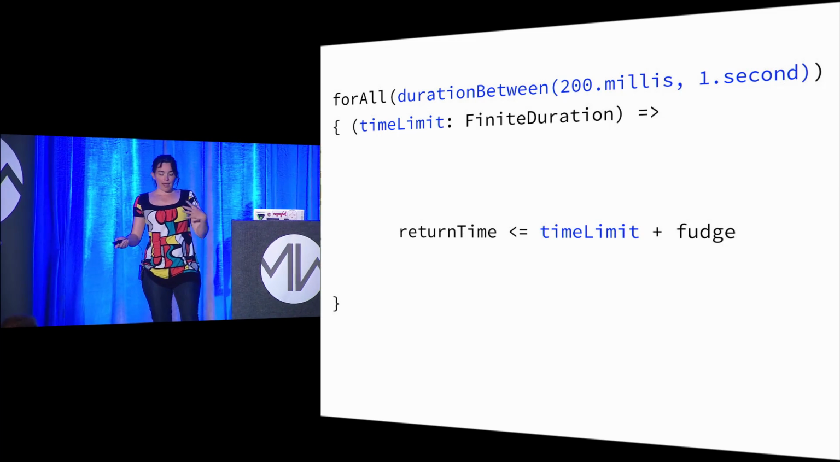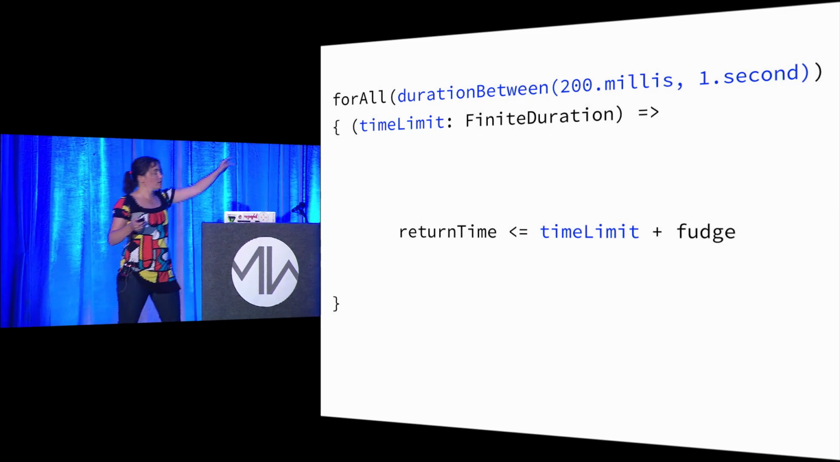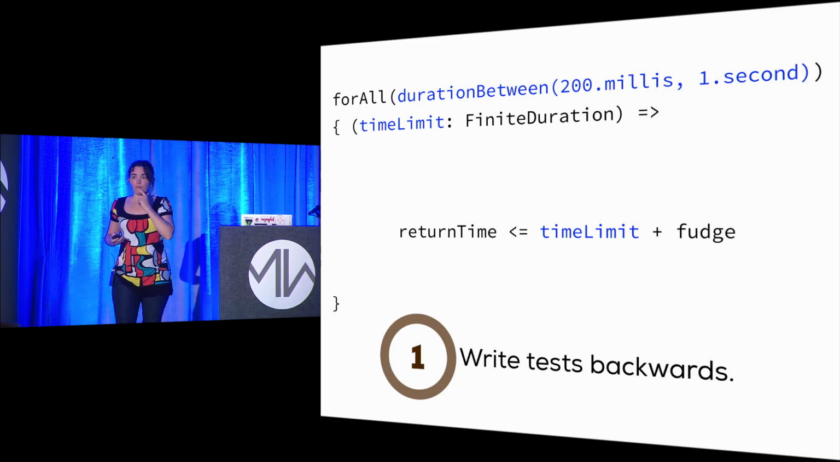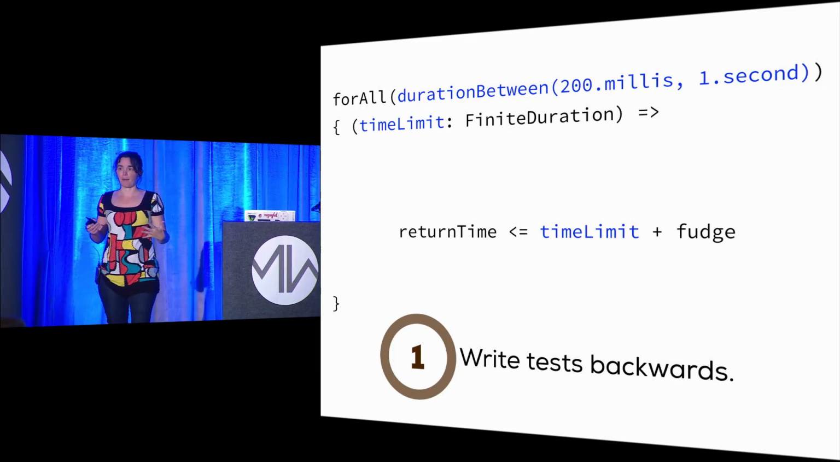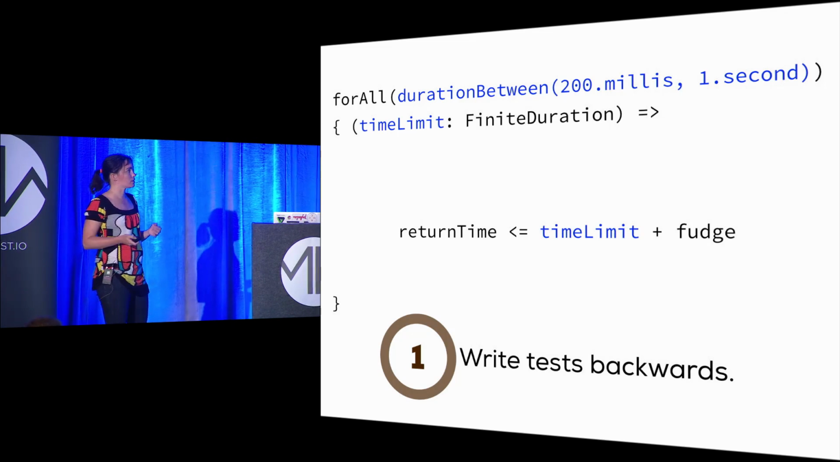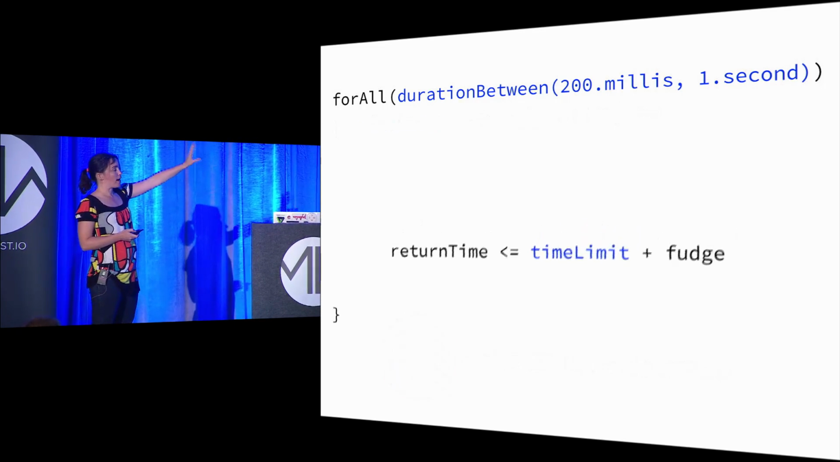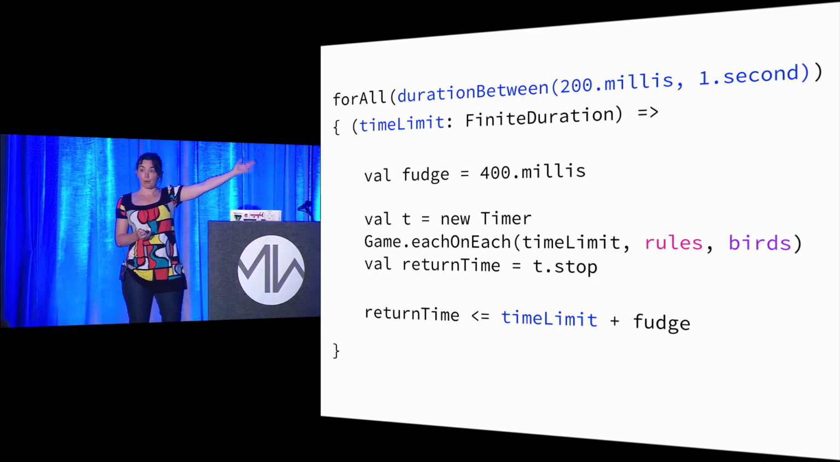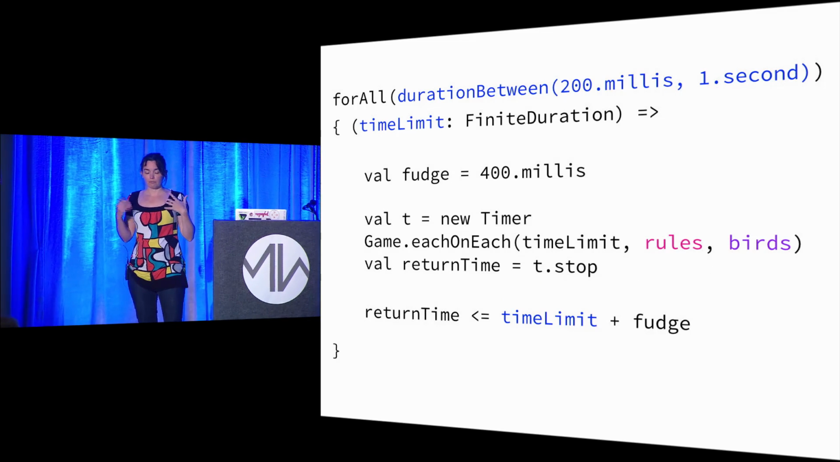All right, so now we have a property, and I need to fill in the other variables here. One thing that I've started doing since I started property-based testing is to write my tests backwards: start with the assertion that I want to make. This works for all tests. So moving backwards, we need to fill in what is the return time. We'll put a timer around the game call.